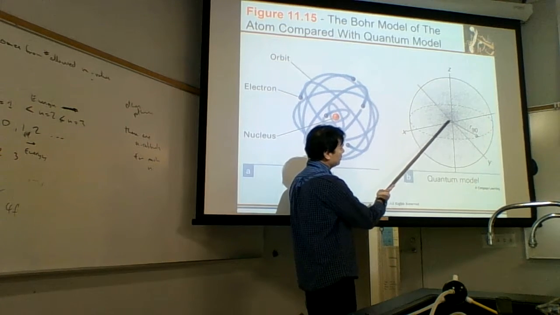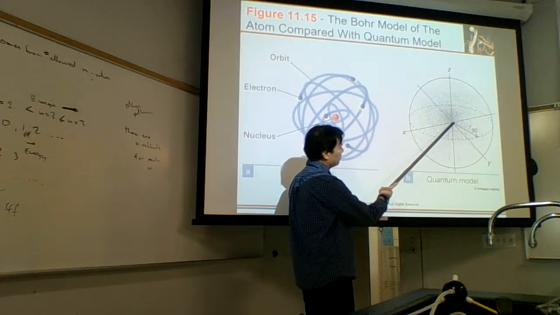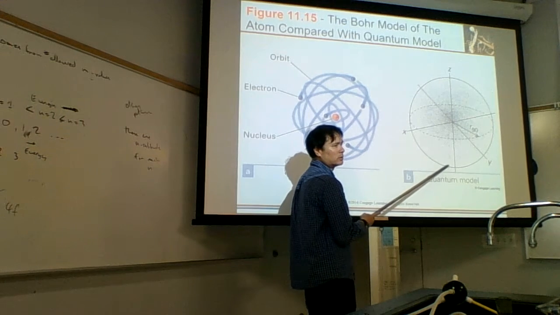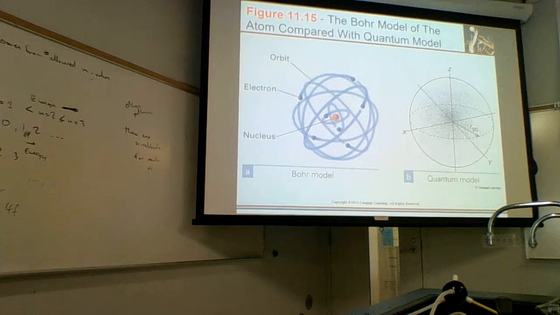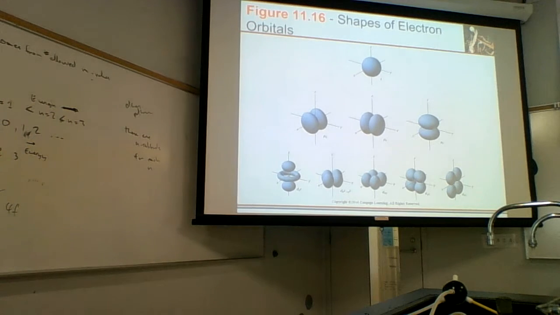You see more dots here? More dots here represents a higher probability. Fewer dots out here represents a lower probability. This is a probability map, an electron density map. These are what the orbitals look like.